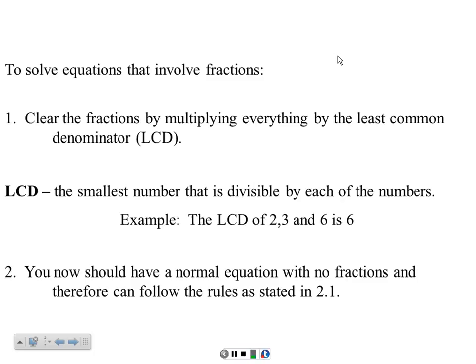So our first step is to clear the fractions by multiplying everything by the least common denominator. The least common denominator is the smallest number that is divisible by each of the numbers. For example, the least common denominator of 2, 3, and 6 is going to be 6, because all three of these numbers will go into 6. It's the smallest number that all three of those will go into. Once you multiply every term by the LCD, you should now have a normal equation with no fractions, and then you'll go back to the rules that we did in 2.1.